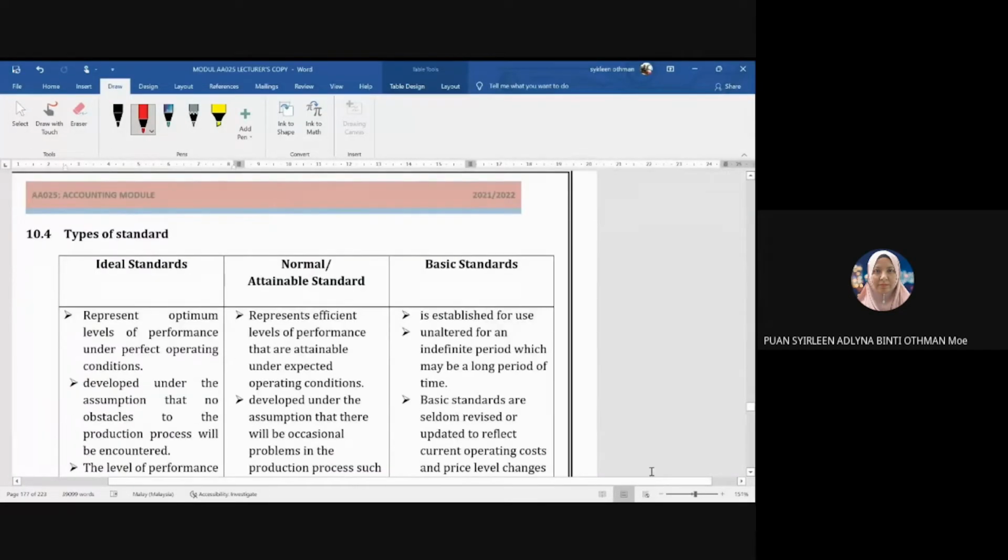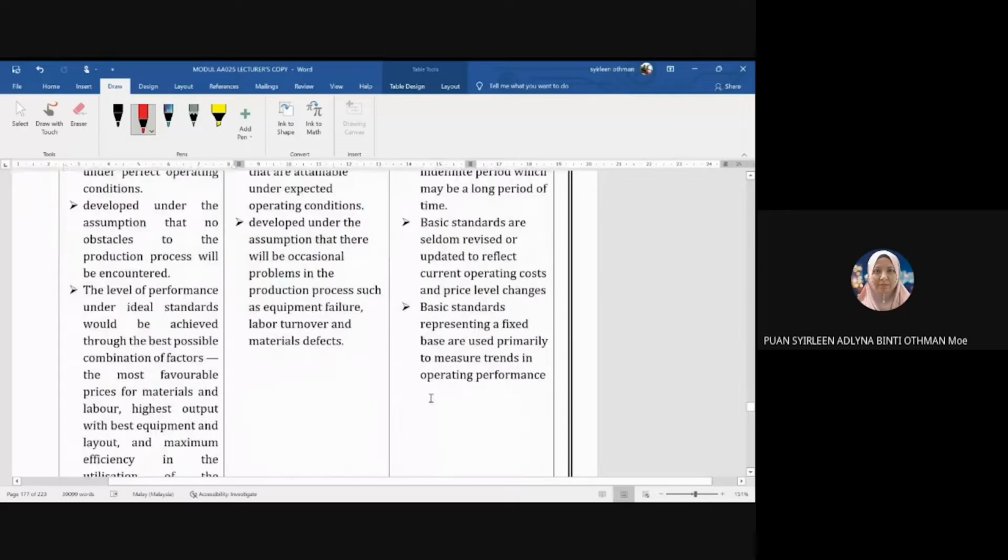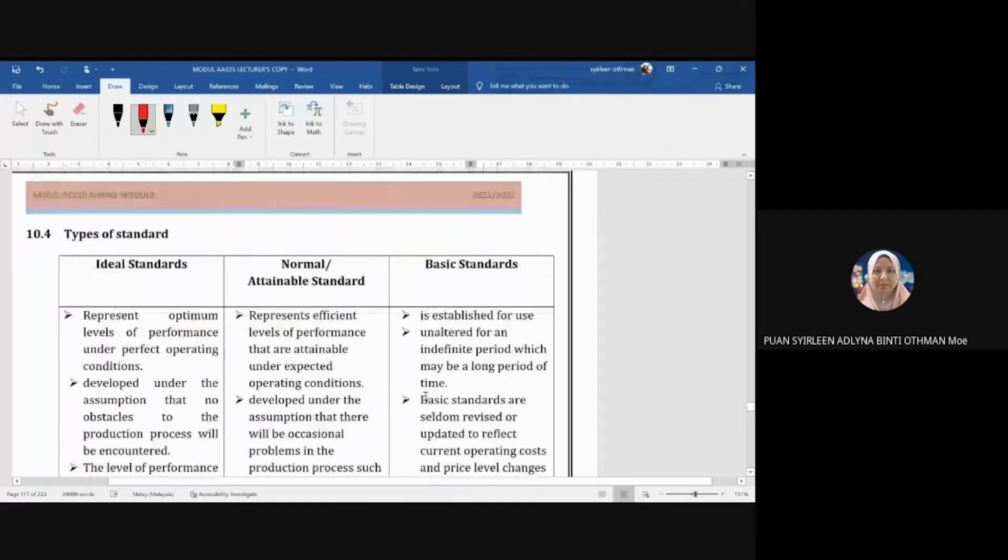Okay, types of standard. Okay, yang ni cuma nota tambahan saja. Alright. But you need to read and understand lah. Okay, sebenarnya yang bawah-bawah ni, yang panjang-panjang ni, actually you tak hafal pun tak apa, tak ada masalah. Sebab the thing that you need to know actually in topic 10, kalau soalan tanya what are the types of standard, okay, apakah jenis-jenis standard, what are the type of standard that we have in the normal production. Okay, you have ideal standard, normal standard and the basic standard. Okay, so kita kena tahu jenis-jenis standard yang ada dalam your variance analysis. Okay, so dia ada 3 jenis standard.